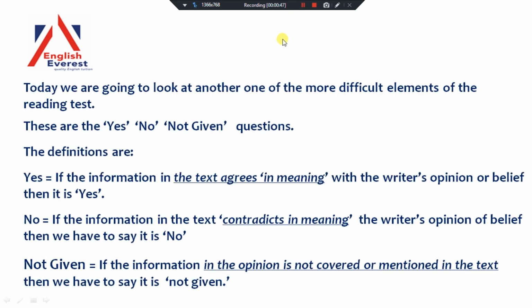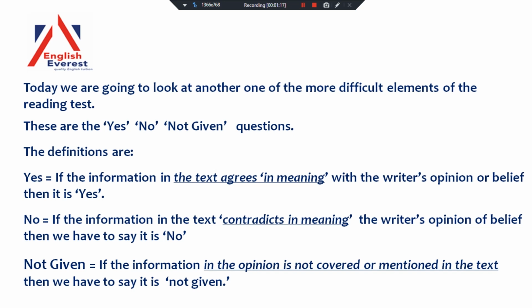This is one of the more difficult elements, and it's very similar to the true false not given. The only difference between true false not given and yes no not given is what the writer wants us to believe, what the writer's opinion is, what the writer's feelings about something are, and their comments. So it's more about opinion rather than fact. It's a mixture of the two.